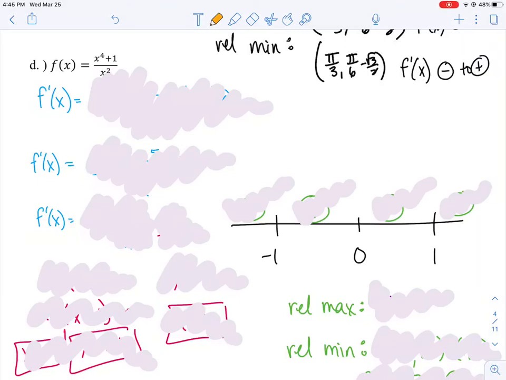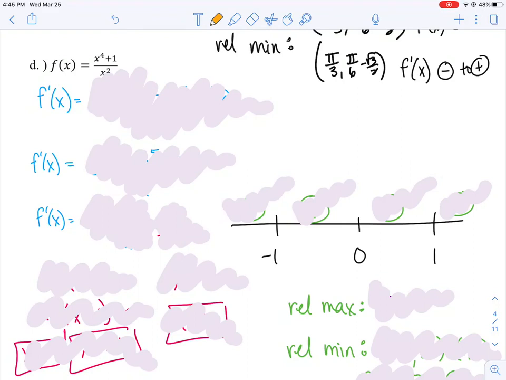Okay, here's one more example from 4.3. This is example number 2D, asking us to find relative extrema, relative maximums and minimums using the first derivative test. So looking at this f of x, I have x to the fourth plus 1 over x squared.